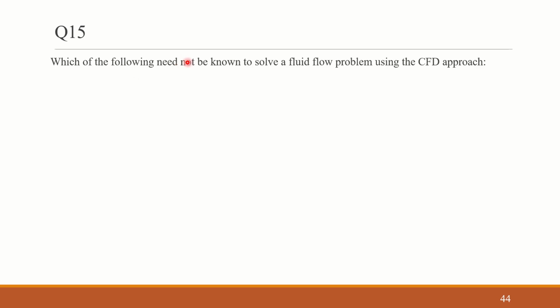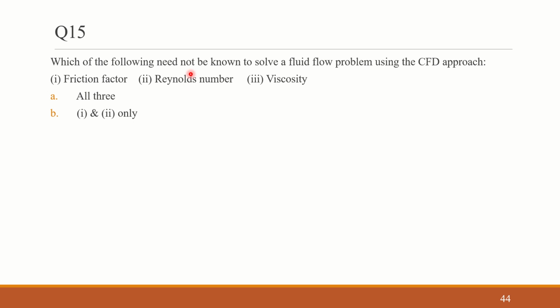Coming to the last question of today's session. Question 15: which of the following need not be known to solve a fluid flow problem using the CFD approach? First, friction factor; second, Reynolds number; third, viscosity. Option A, all three. Option B, 1 and 2. Option C, 2 and 3. Option D, 1 only. So read the question carefully.